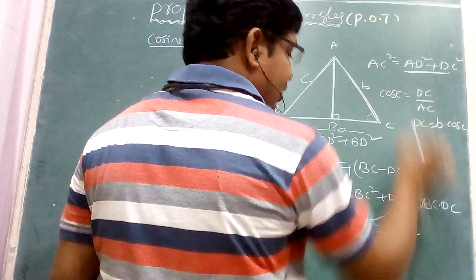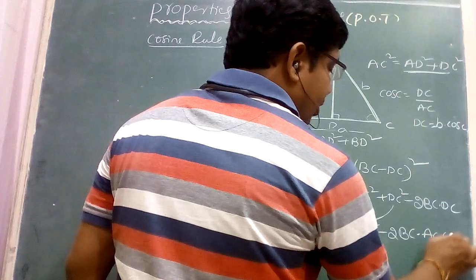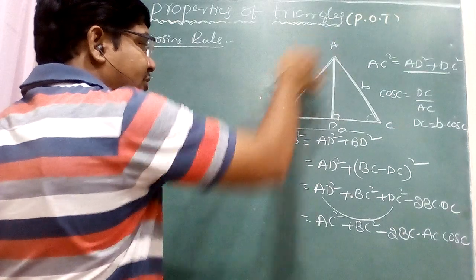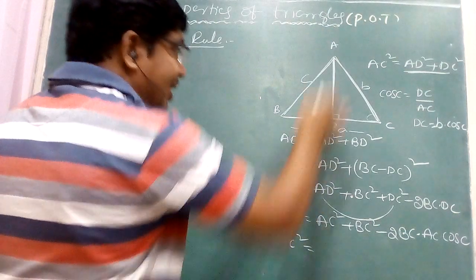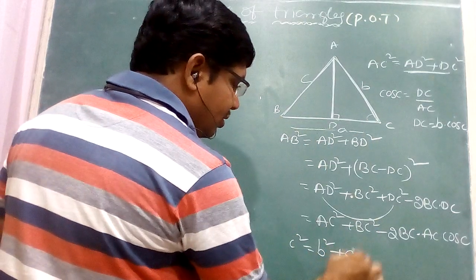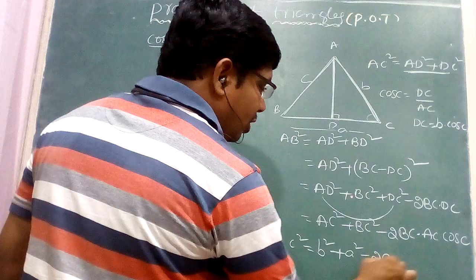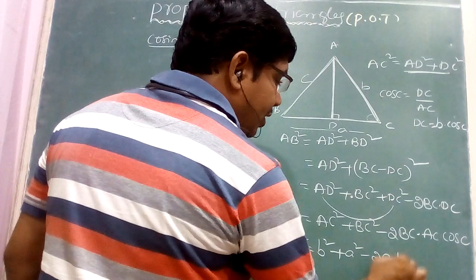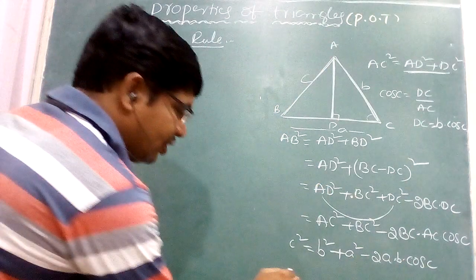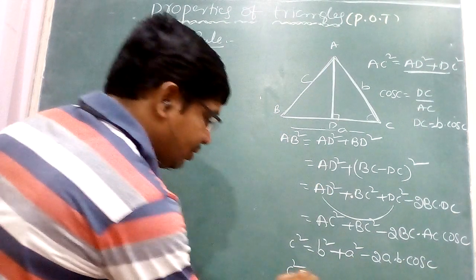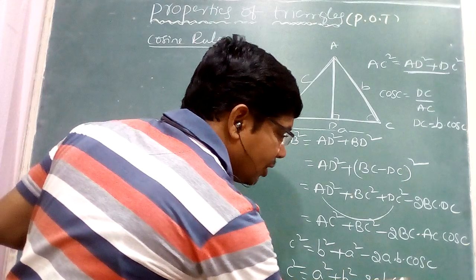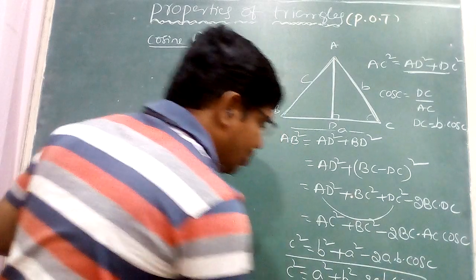DC is AC into cosine. Now AB square, that is AB length c square, is equal to AC length b square plus BC length small a square minus 2 into BC, which is small a, into AC, which is small b, into cosine. This is the cosine rule. I am writing this as c square is equal to a square plus b square minus 2ab cos C. This is known as the cosine rule.